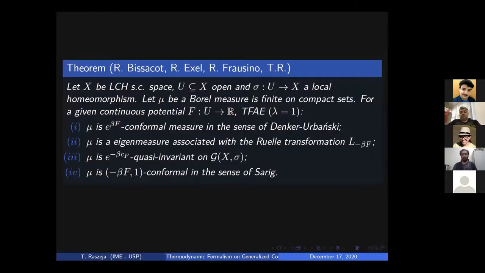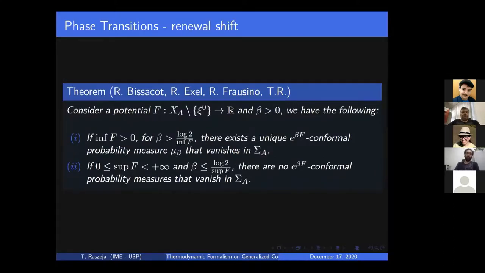The first thing we did in this work was to relate each one of these notions of measures. Actually, the notion of Denker-Urbanski eigenmeasure and conformal measure is something which is already studied in the standard Markov shifts. So this is extended in the generalized sense. Here the eigenvalue is 1. And this is the first result about the phase transitions.